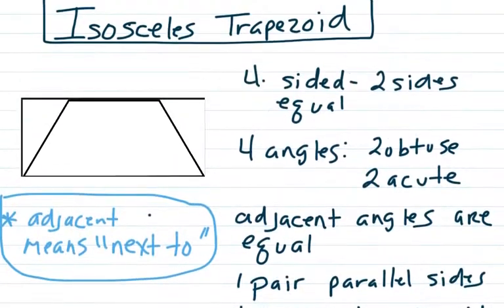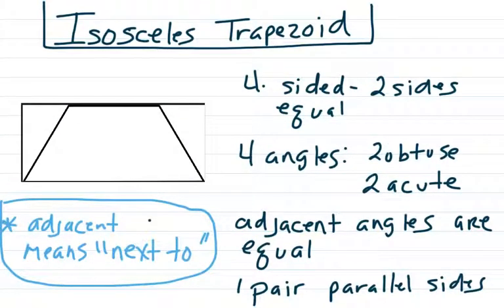Now, our next quadrilateral is the isosceles trapezoid. As you get further and further in math, there are going to be many other names for trapezoid. More or less, you will see the right trapezoid, and I'll try to draw that at the bottom of this page. So, it is four-sided. Two sides are equal, and those are the two opposite sides, both here and here. And when we talk about the angles, we have four angles, two obtuse and two acute.